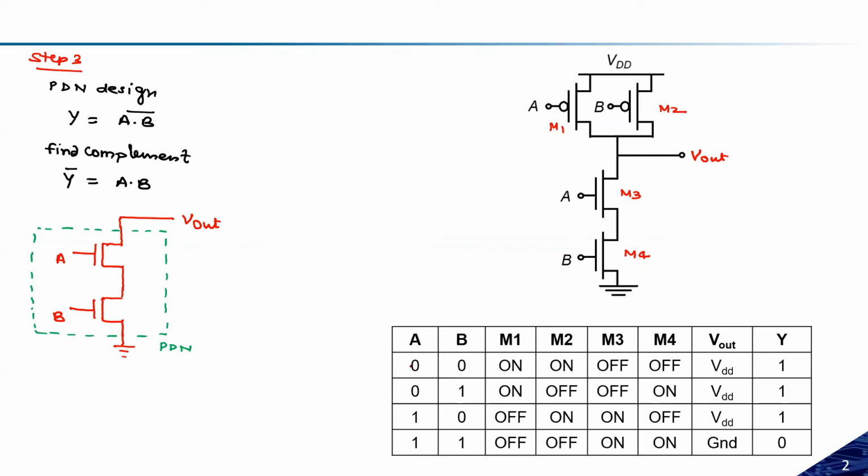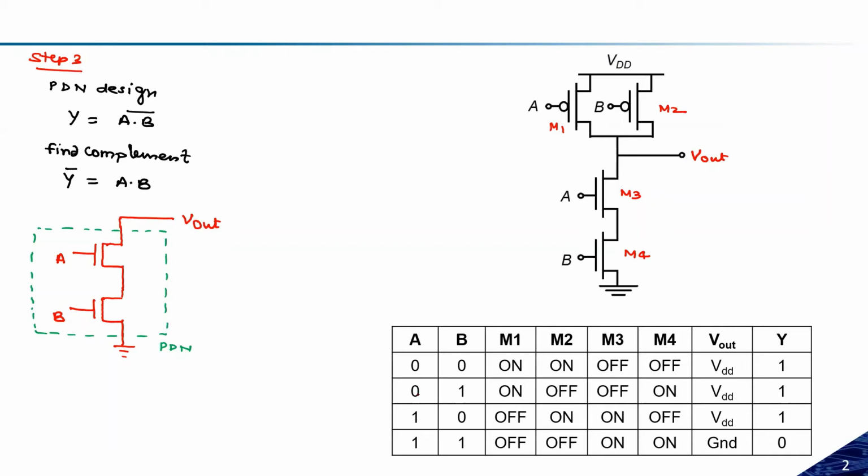Suppose both A and B are equal to 0. Let us validate any one case, and then we will get the answer. If A and B both are 0, transistors M1 and M2 will be in the on state, and M3 and M4 will be in the off state. So what will we get? VDD will be transferred to the V output, because both the transistors are on. So V out will be equal to VDD, and that is the logic high.